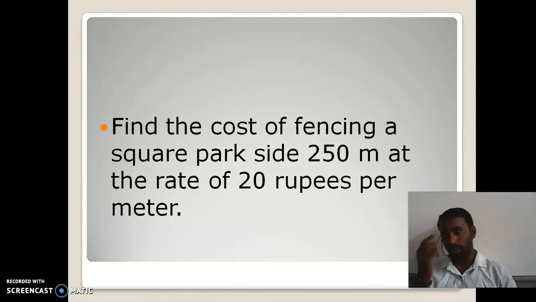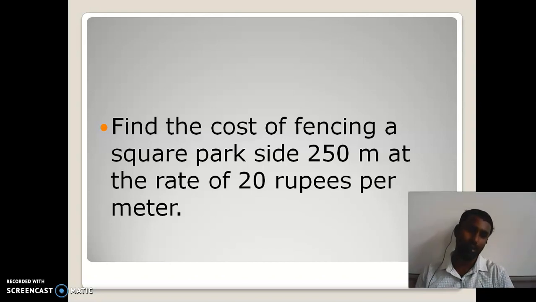Okay. So we'll see the next problem. Okay. So just read the problem. Yes. Find the cost of fencing. Cost of fencing. Okay, fencing means you already know, to cover with some material. That particular length, the total length, we are going to cover with some material. Maybe any bush or whatever it will take. Okay, you take wires, anything. Okay, find the cost of fencing a square park.